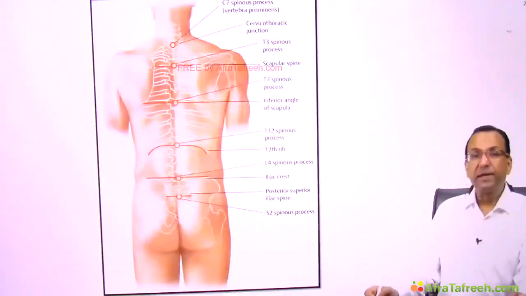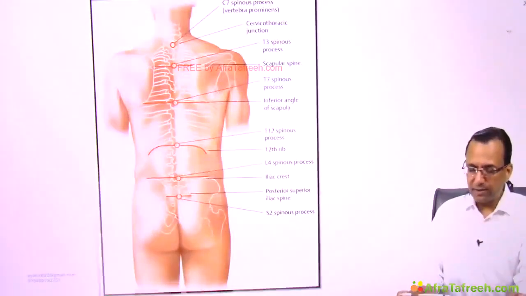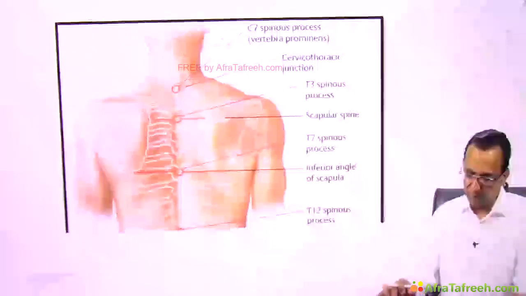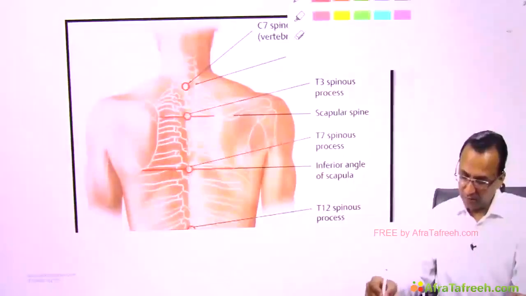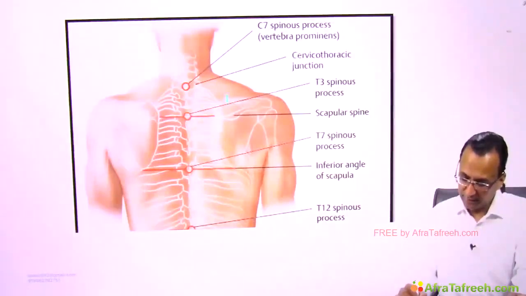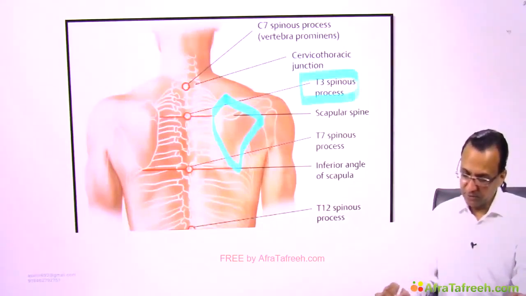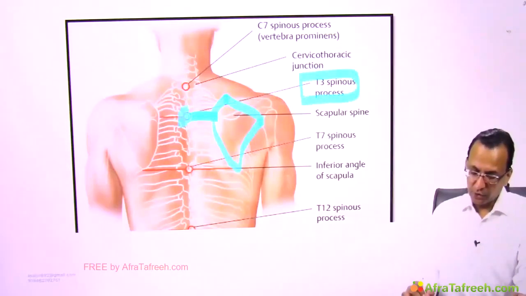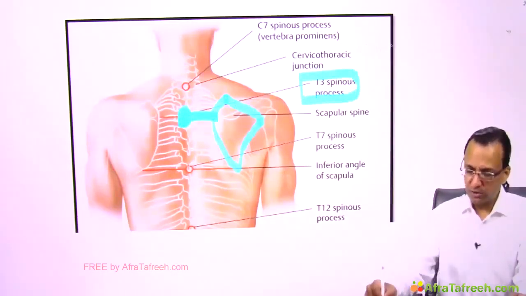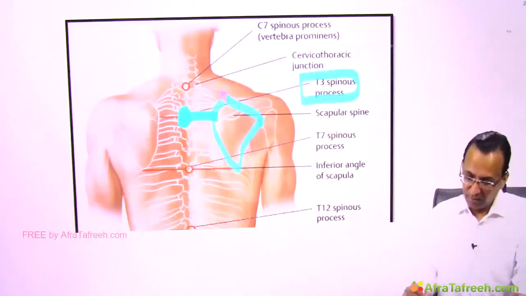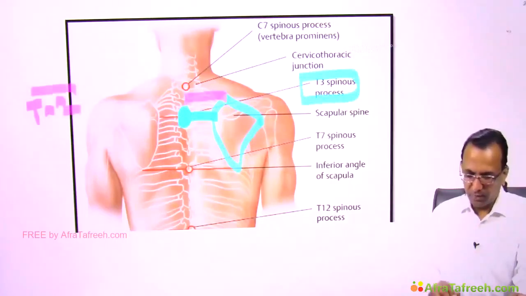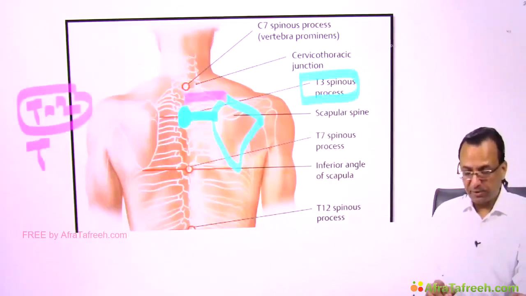It is asking where is the superior angle of scapula. This is scapula bone. Tell me the superior angle. I think spine of scapula is T3. Yeah, T3 is the spine, but tell me the superior angle. I think the angle will be T2. Yeah, correct, T2. So T2 is the superior angle. Yes, and T3 is the spine of the scapula.